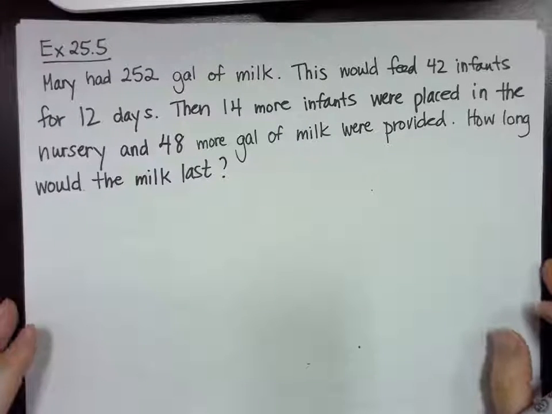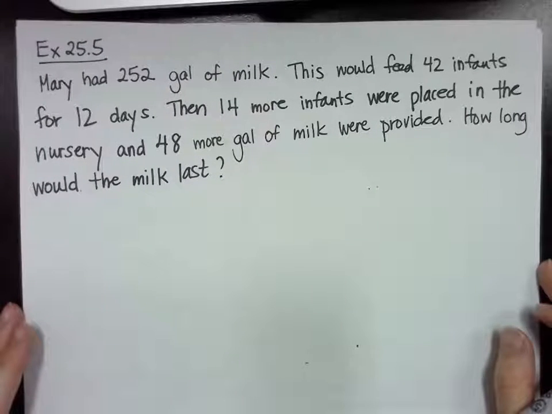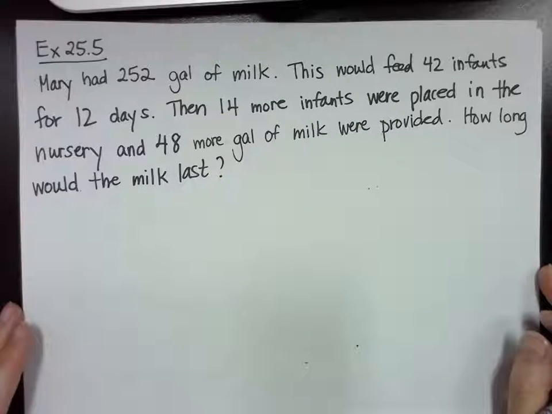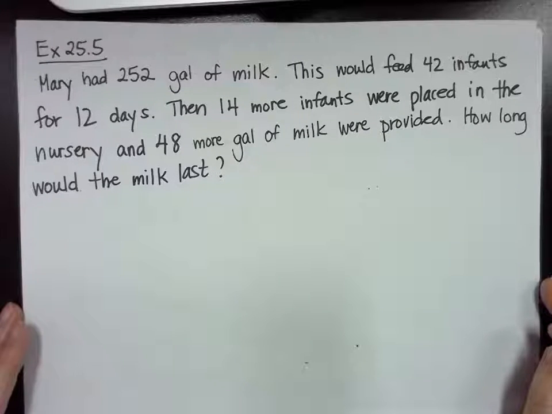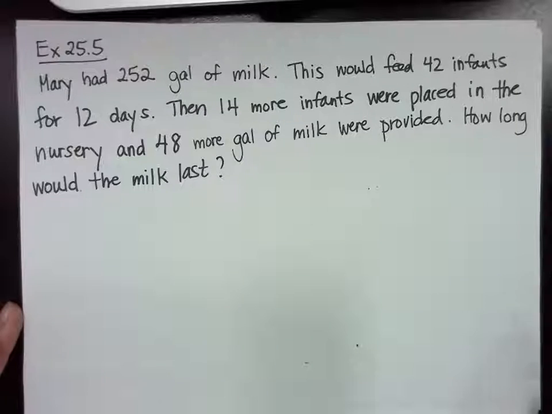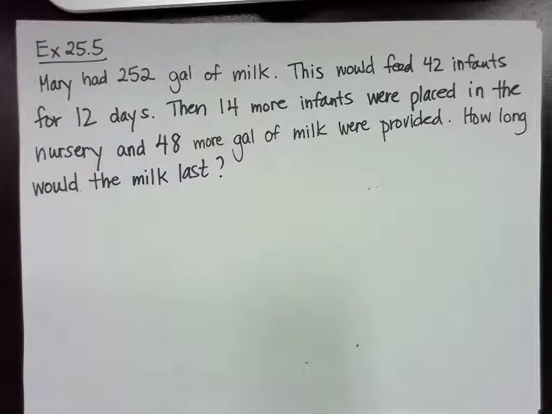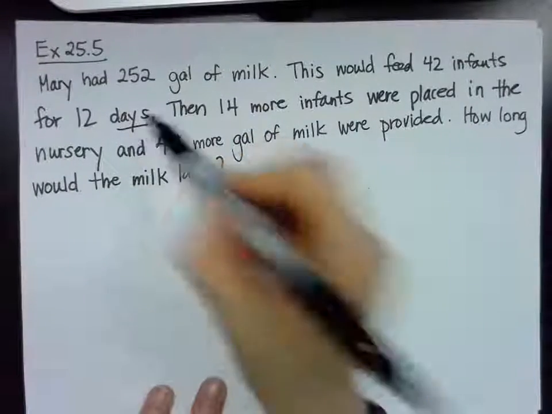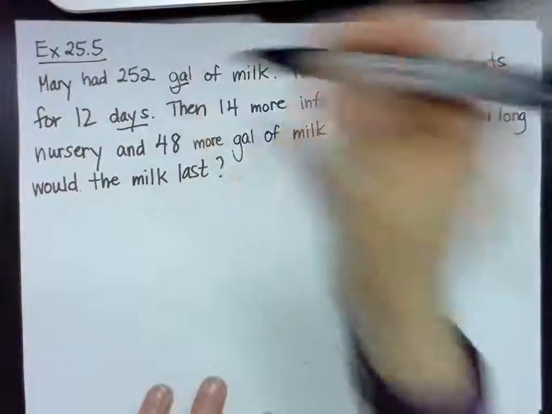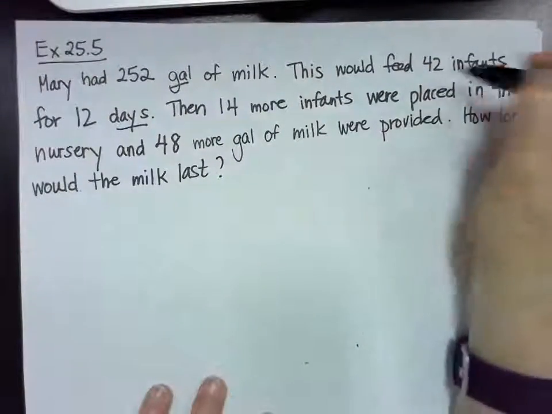They had 252 gallons of milk. This would feed 42 infants for 12 days. Then 14 more infants were placed in the nursery, and 48 more gallons of milk were provided. So how long is this milk going to last them now? Okay, so this is similar to the last problem. So we need to think about this milk, and it's being drunk at a certain rate. Okay, we have days, and we have gallons, and we have a number of infants.